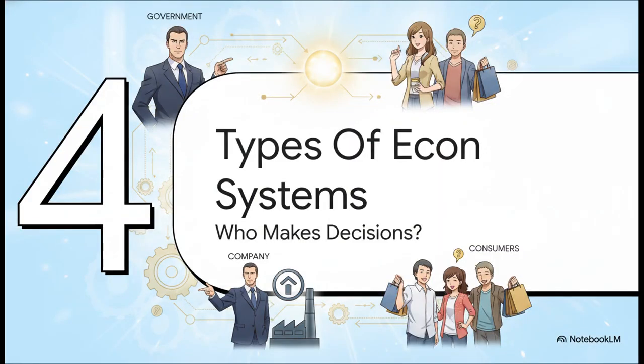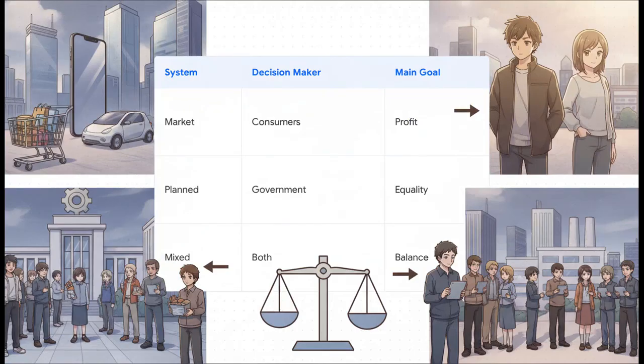So how do countries actually manage all this? That brings us to Section 4, types of economic systems. Different societies tackle these huge problems in totally different ways. Take a market economy, like the USA. Here, everyday consumers and companies drive the decisions, mostly aiming for profit. That is fantastic for driving rapid innovation, but it definitely risks leaving vulnerable people behind.